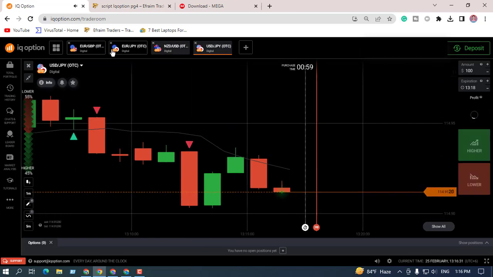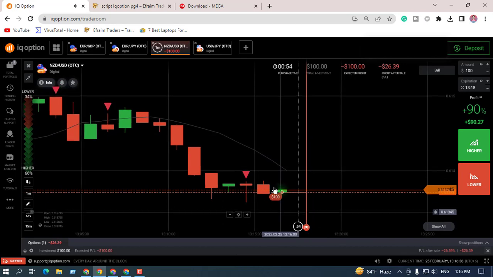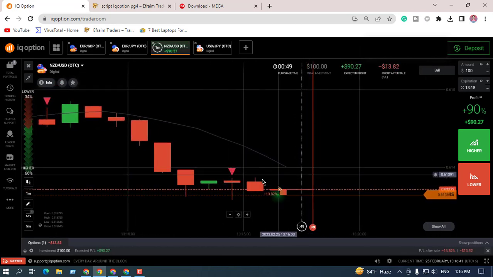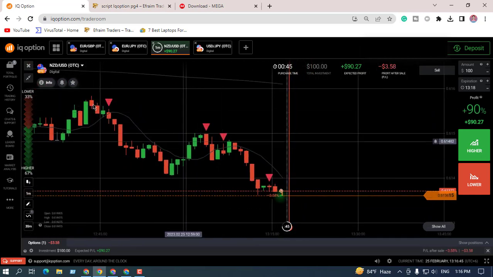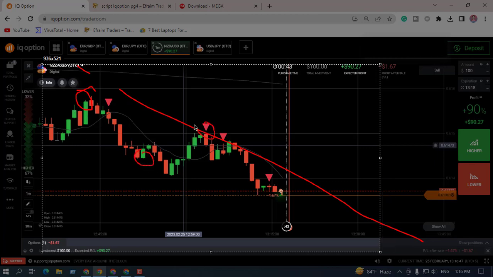Let's see another signal. Okay, I have placed a down trade because the market should go down. See, the script signal is down, and here the market is in a downtrend. As you can see, the market is in a downtrend. Okay, and higher high, lower low, higher high, lower low, and the market trend is down.